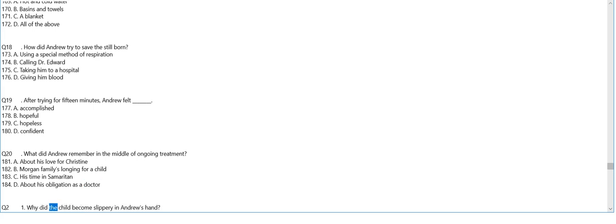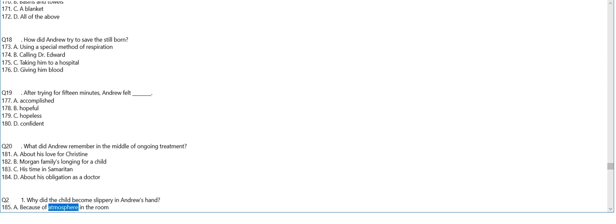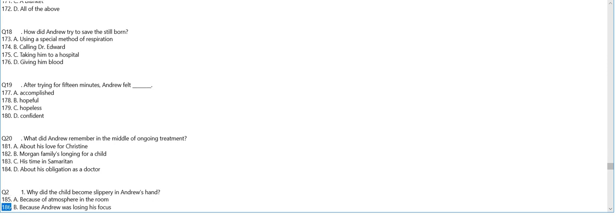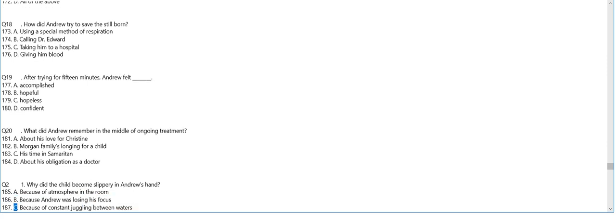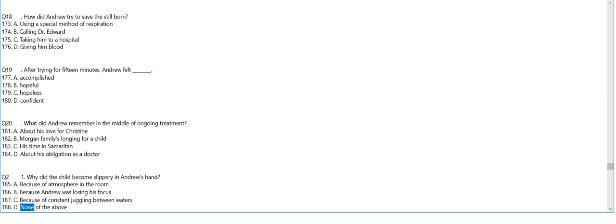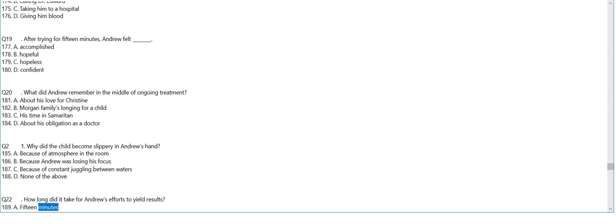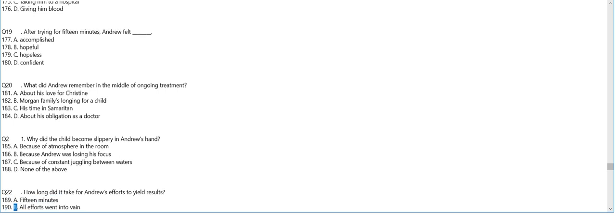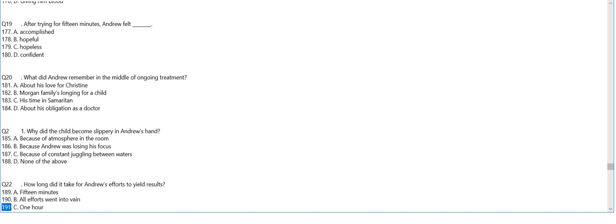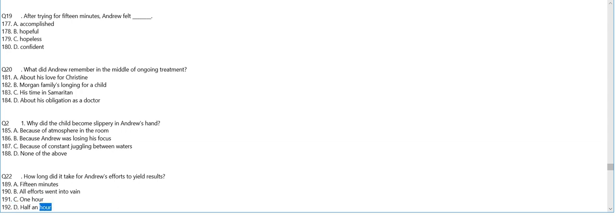Q21. Why did the child become slippery in Andrew's hand? A. Because of atmosphere in the room. B. Because Andrew was losing his focus. C. Because of constant juggling between waters. D. None of the above. Q22. How long did it take for Andrew's efforts to yield results? A. 15 minutes. B. All efforts went in vain. C. 1 hour. D. Half an hour.